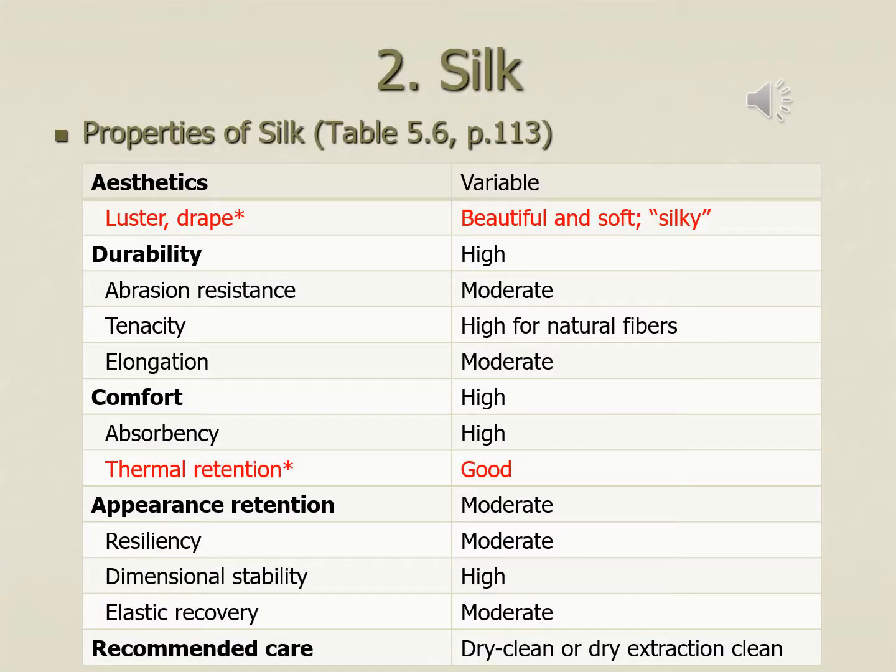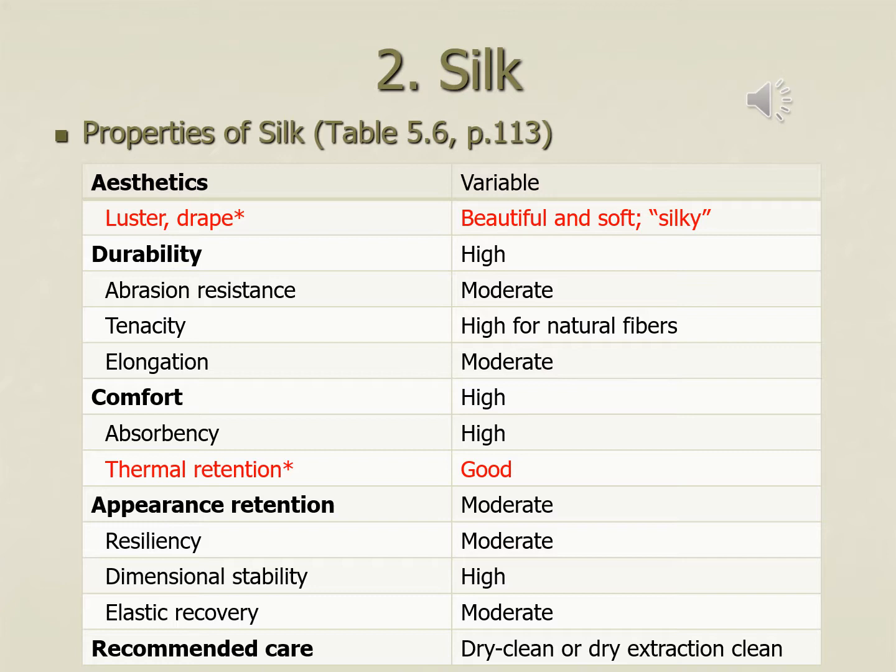Here we are taking a look at the properties of silk. This can be found on page 113, table 5.6. Some of the key points to note here are, first of all, the fact that silk is highly lustrous and has fantastic drape. In fact, that's why people use the terminology silky to describe that drape and luster combination. That is a key property of silk and always has been thought of in a very positive light.